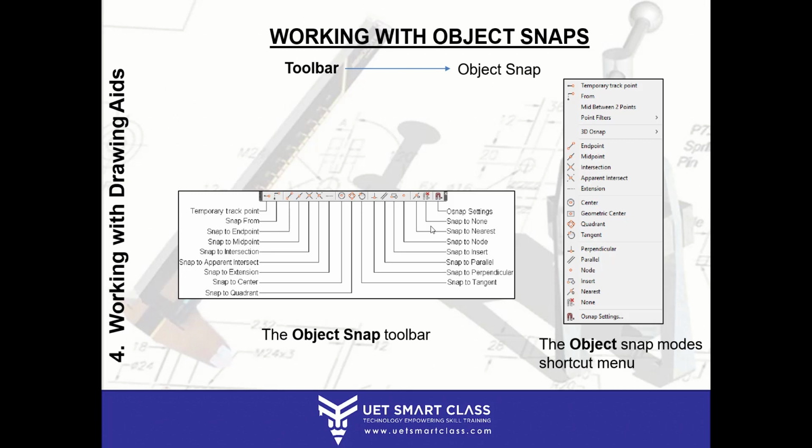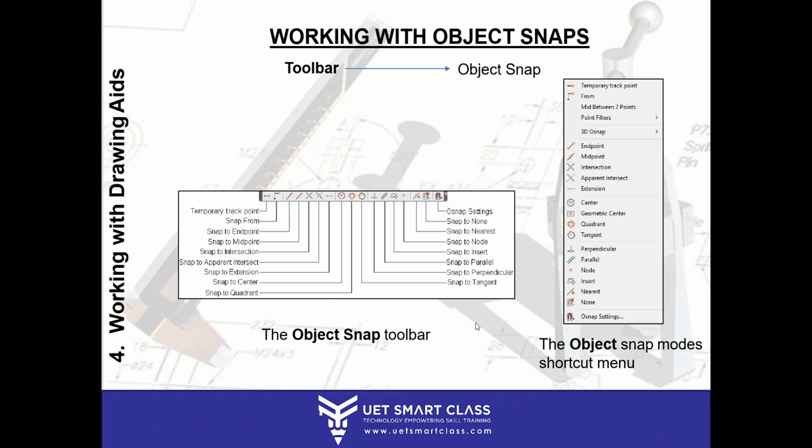You can switch on your object snap toolbar by going to toolbar and clicking on object snap. I'll be showing all these things in AutoCAD as well, but first try to understand what the points inside this toolbar are. This is the toolbar which will appear in front of you when you go to toolbar and click on object snap. You have a temporary track point, snap from, and snap to endpoint, midpoint, intersection, apparent intersection, extension, center, quadrant. Then you have some settings, then snap to none, nearest, node, insert, parallel, perpendicular, tangent.